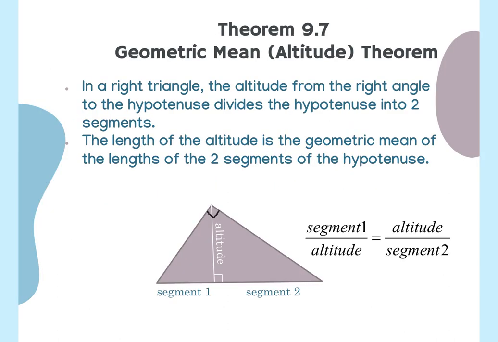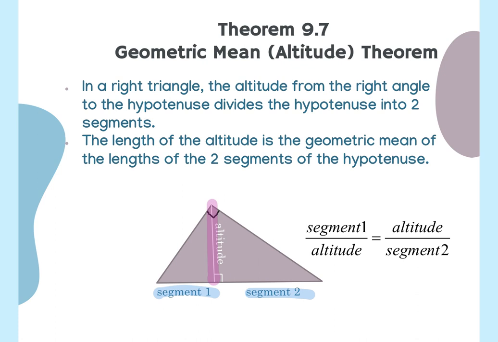All right, so this is the first theorem that uses that geometric mean. It's 9-7 just because it's the 7th theorem mentioned in your chapter 9. Okay, so this one says in a right triangle, the altitude from the right angle to the hypotenuse divides the hypotenuse into 2 segments. That's the first part. So the altitude to the hypotenuse of the big triangle divides it into 2 segments. We literally call them segment 1 and segment 2, and it doesn't matter which one goes where.